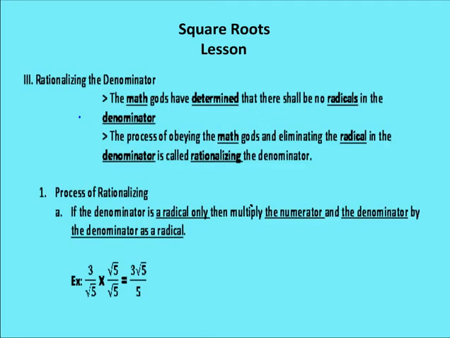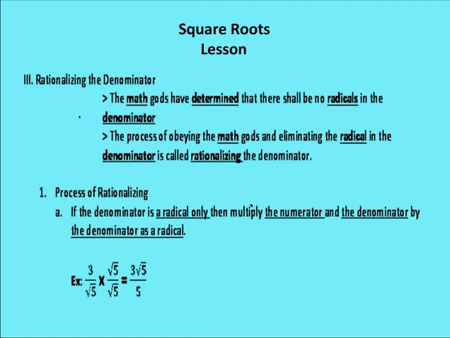Okay, rationalizing the denominator. Now, as part of math speak, we say that we need to rationalize the denominator. And in this case, it means that we don't want to have any radicals left in the denominator as our solved expression or equation. So I say the math gods have determined that there shall be no radicals in the denominator.